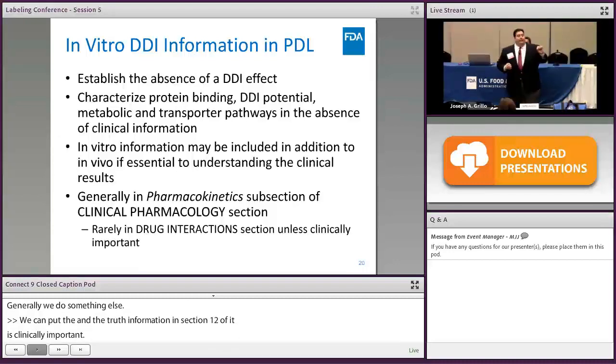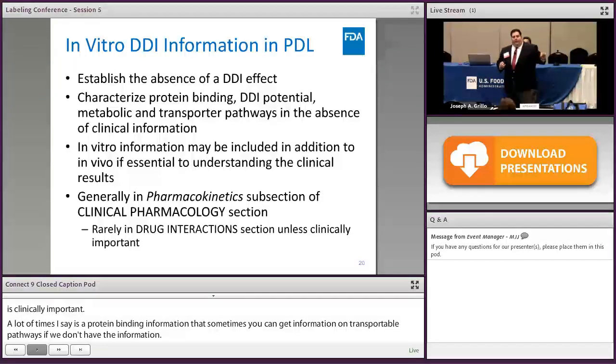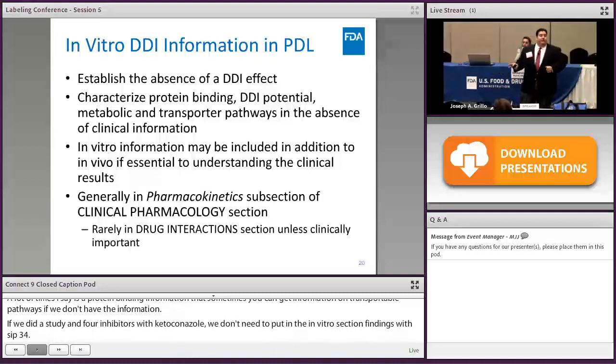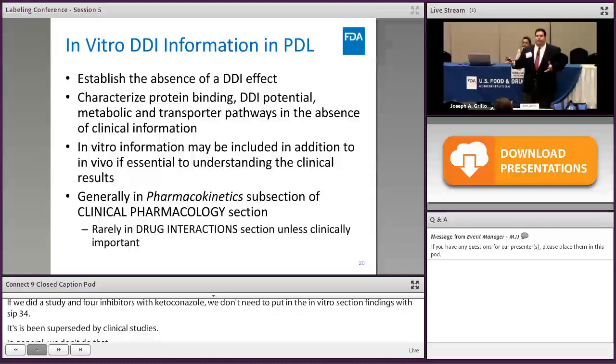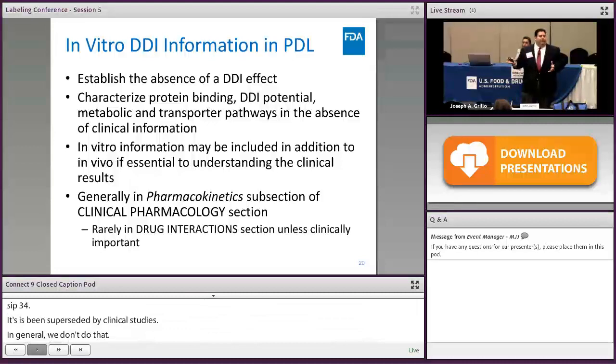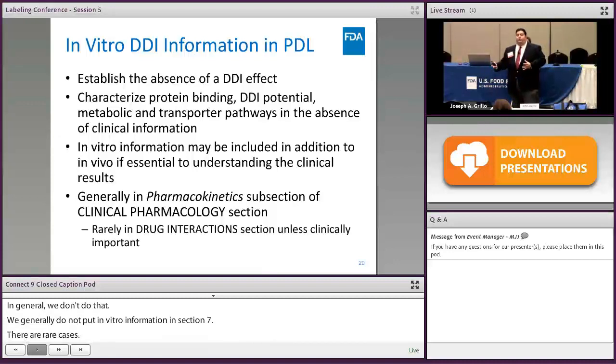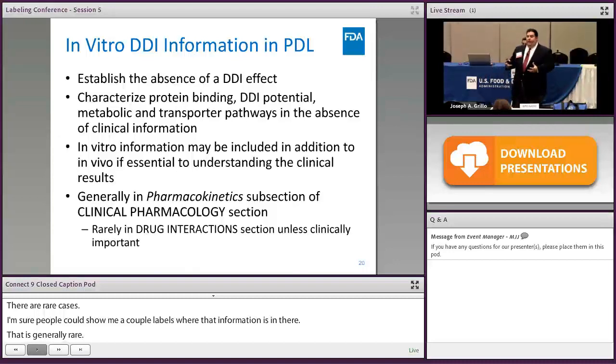So if we did a study in strong CYP3A4 inhibitors with ketoconazole, we don't need to put in the in vitro section the findings with CYP3A4, because it's already been superseded by a clinical study. So in general, we don't do that. We generally do not put in vitro information in section 7. There are rare cases, and I'm sure people could show me a couple of labels where that information is in there, but that's generally rare because, like I said, the in vitro study alone isn't conclusory for a drug interaction. We generally do other things to come to a determination about the clinical significance.